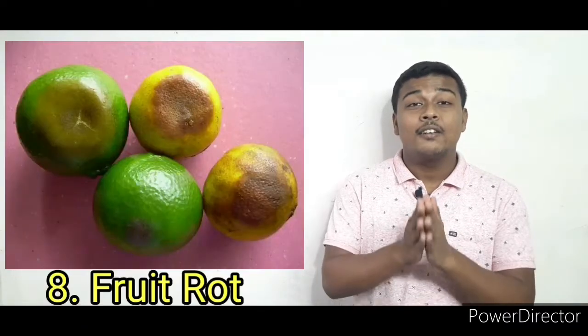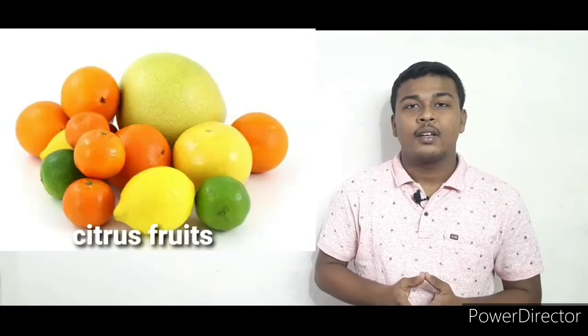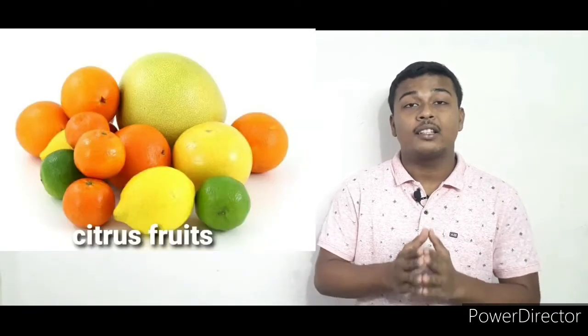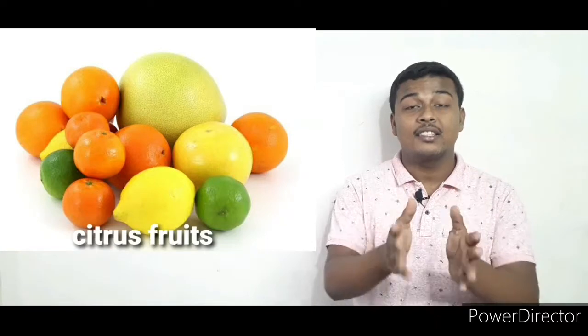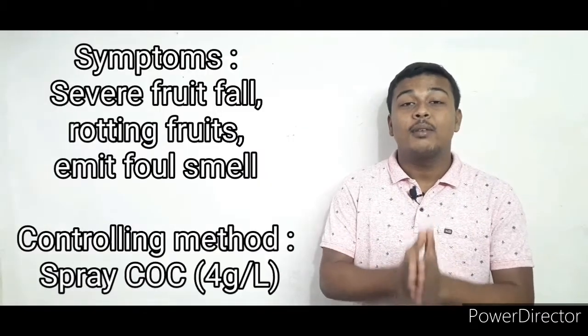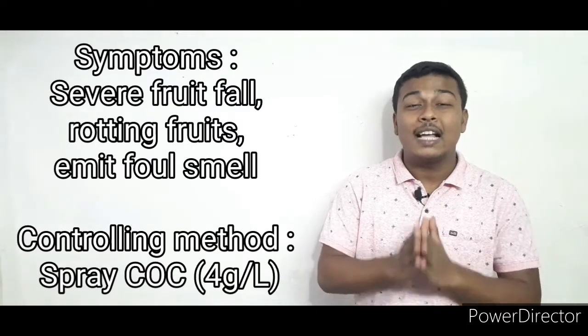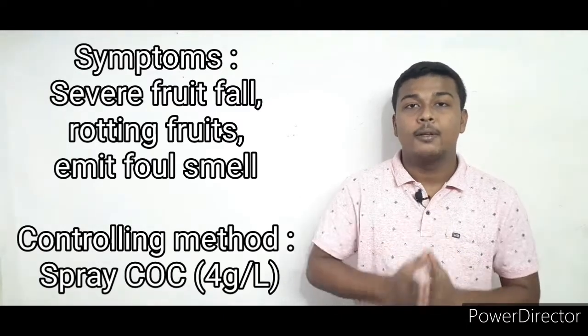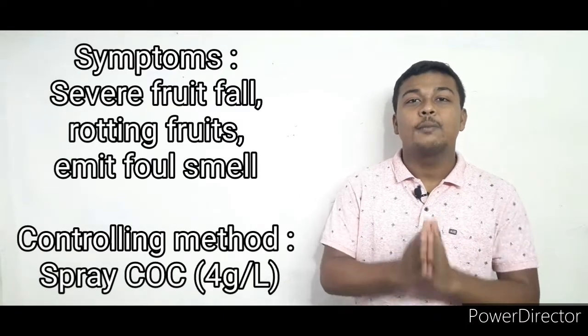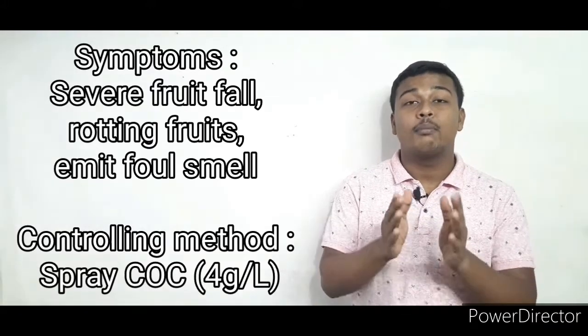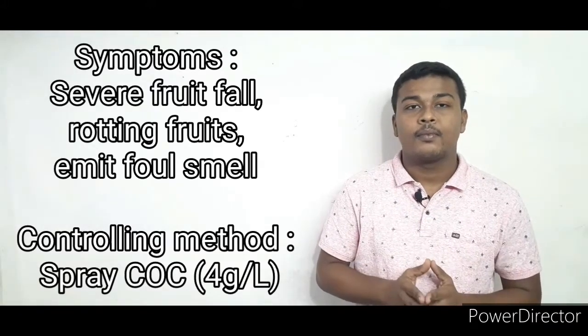Next disease is the fruit rot. And the fruit crops affected by this kind of disease is once again the citrus fruits. The symptom of this disease are severe fruit falls, rotting of fruit as well as emitting of foul smell. To control this, spray COC at 4 gram per liter of water.